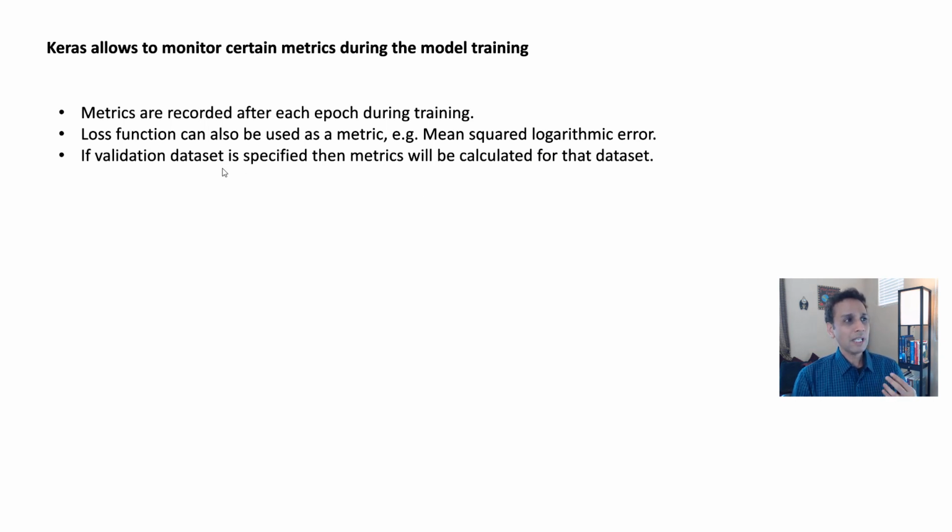Now, if you use a validation data set, for example, if you have a training data set and a validation data set, then whatever the metric, like accuracy, can be calculated for both of these. So you can see, are you overfitting? Because if the accuracy is very high for your training data set but low for validation, that means you're overfitting your model. So then you can take appropriate actions, okay?